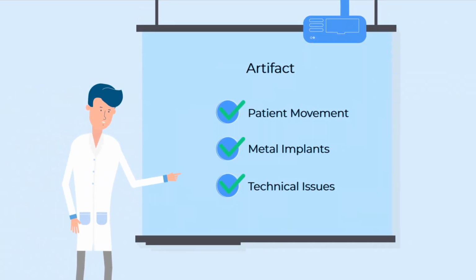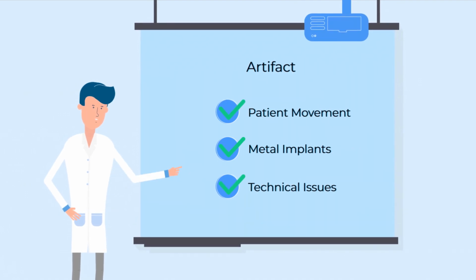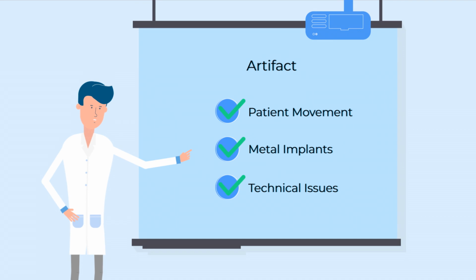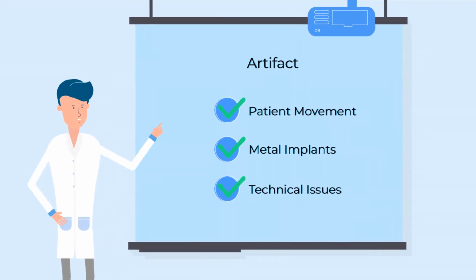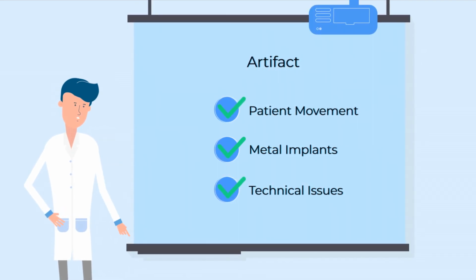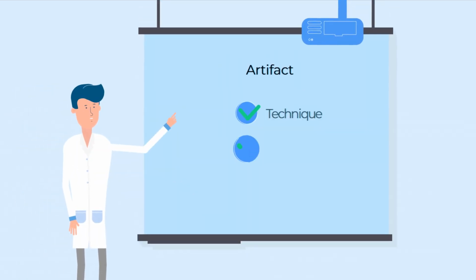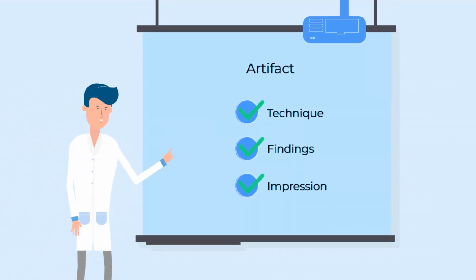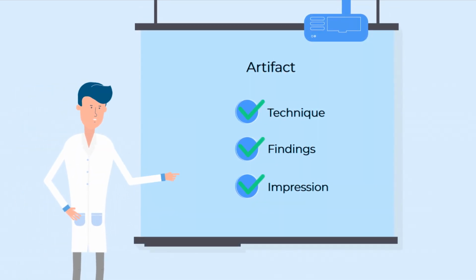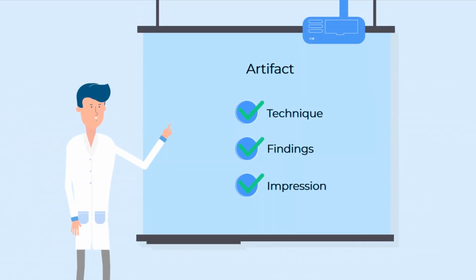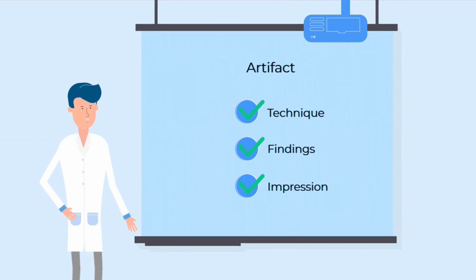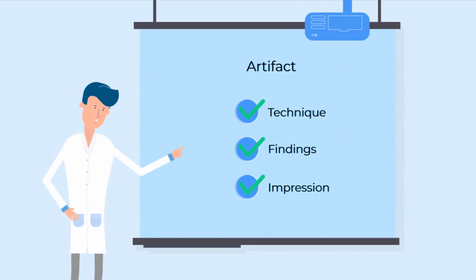In coding and reporting, artifacts are usually mentioned under technique, findings, or impression sections of a radiology report. Documentation about artifacts explains any limitations in the exam and why a repeat scan might be necessary. Example: image quality limited due to motion artifact. Repeat study recommended under sedation if needed. Clear documentation about artifacts supports medical necessity if additional imaging is ordered.